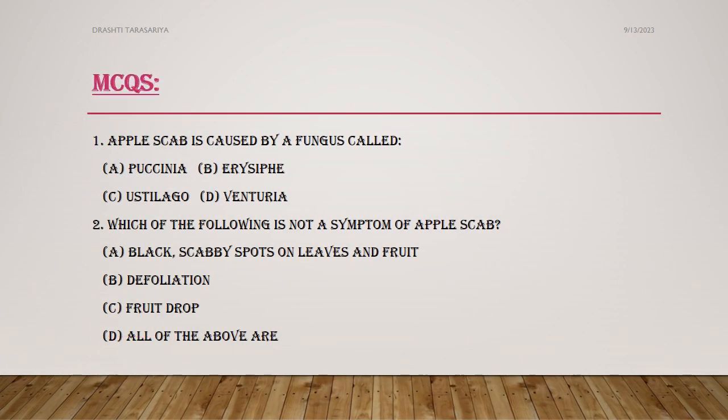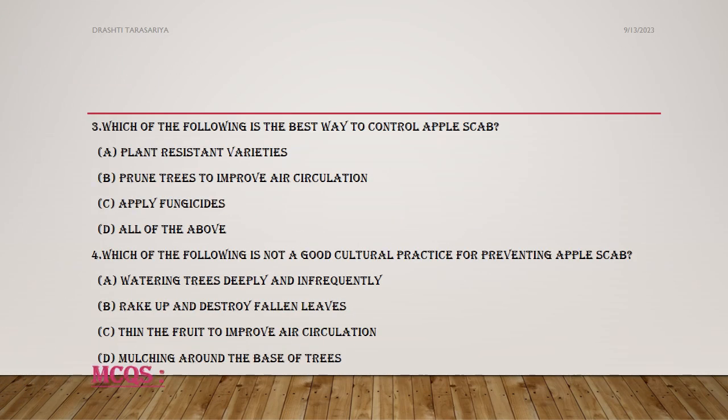These are some questions. So please think about it and give the answer by yourself. Question number 1. Apple scab is caused by a fungus called. Next question. Which of the following is not a symptom of apple scab? Yes, you are right. Next one is, which of the following is the best way to control apple scab? Just watch and think about it. Question number 4 is, which of the following is not a good cultural practice for preventing apple scab? Just think what will be the answer according to you.